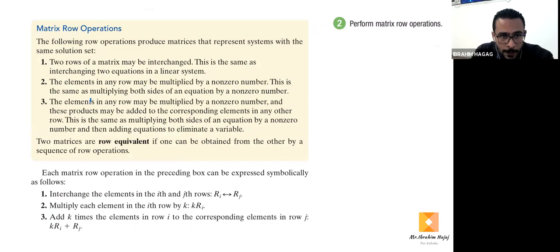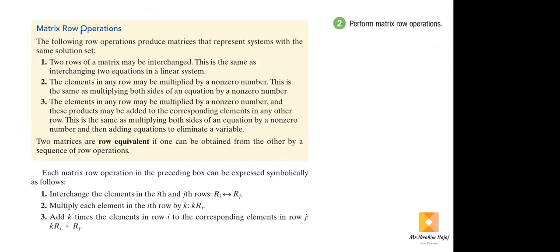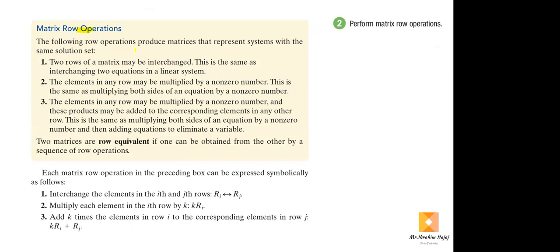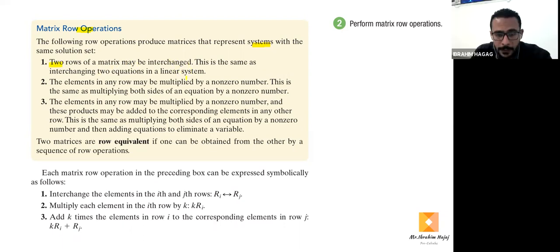How to use row operations? Yes, we're going to use row operations. Okay, Khaled. The following row operations produce matrices that represent systems with the same solution set. 1. Two rows of a matrix may be interchanged. This means you can replace row 1 with row 2, or row 1 with row 3. You can replace the rows together, no problem.